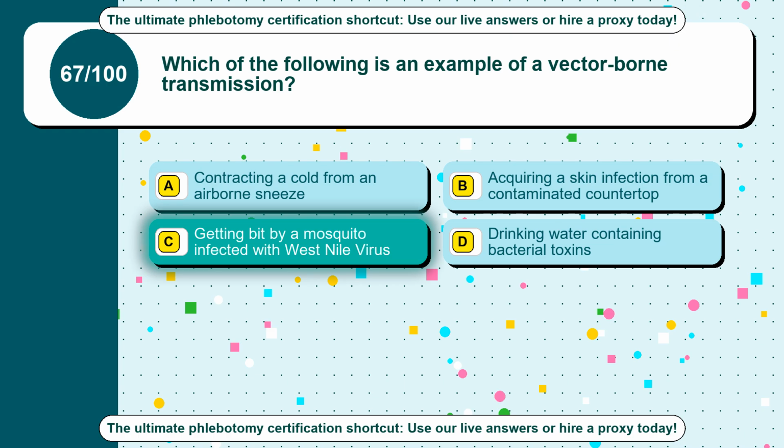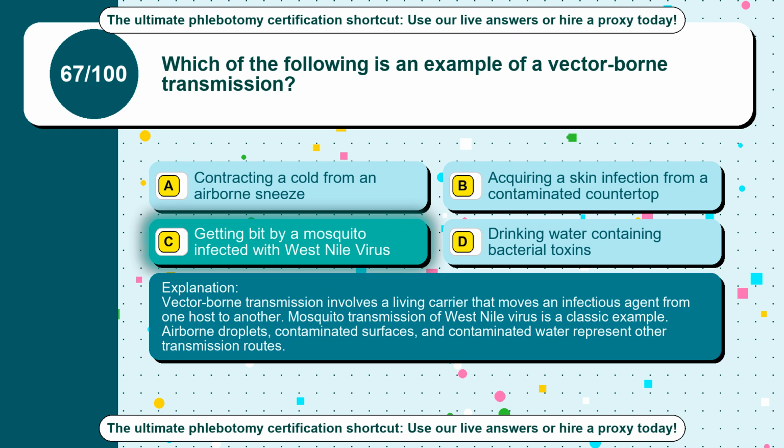The correct answer is option C. Getting bit by a mosquito infected with West Nile virus. Vector-borne transmission involves a living carrier that moves an infectious agent from one host to another. Mosquito transmission of West Nile virus is a classic example. Airborne droplets, contaminated surfaces, and contaminated water represent other transmission routes.